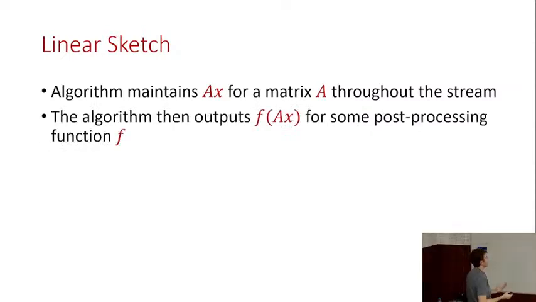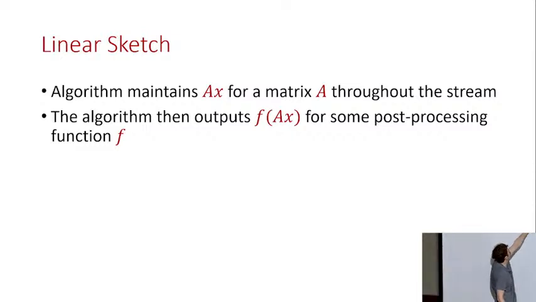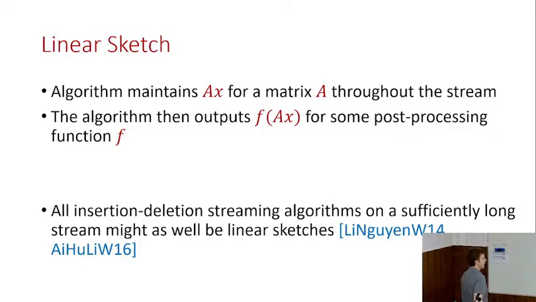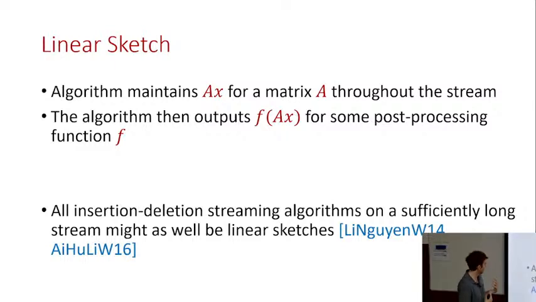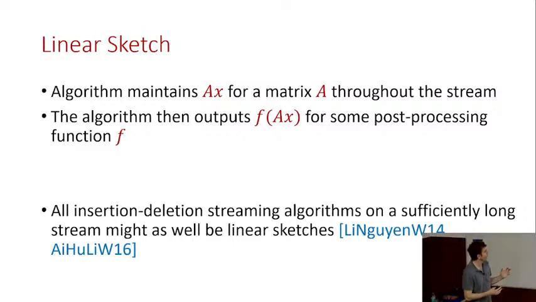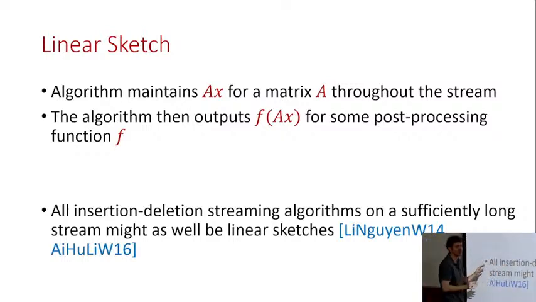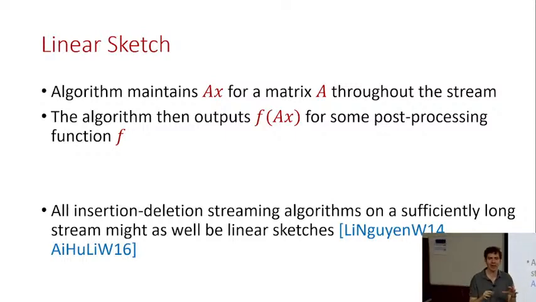At the end of the stream, but by the way, since this is a linear map and A doesn't depend on x, it's very easy to update this sketch when you see updates to the coordinates of x. And at the end of the stream, the algorithm outputs some function f of A times x. The function can be arbitrary. In fact, for sufficiently long streams, all insertion and deletion streaming algorithms are in fact linear sketches. We don't know how to do anything other than linear sketches.